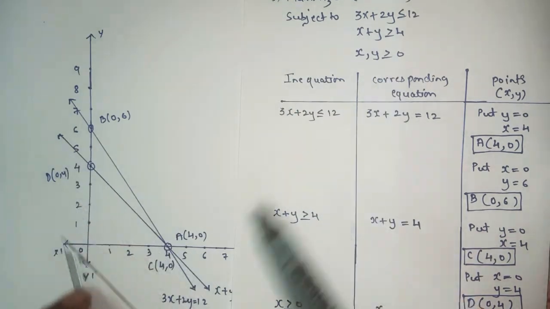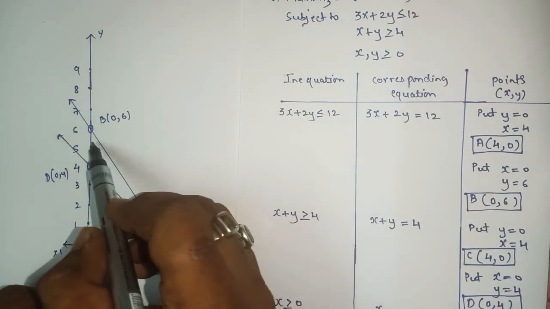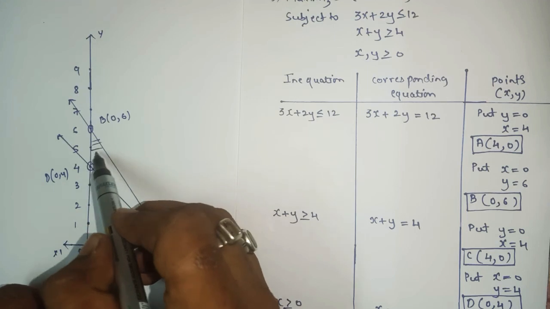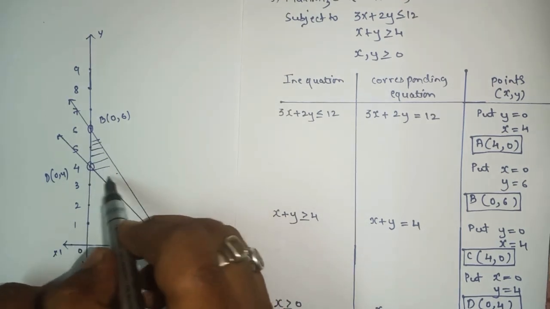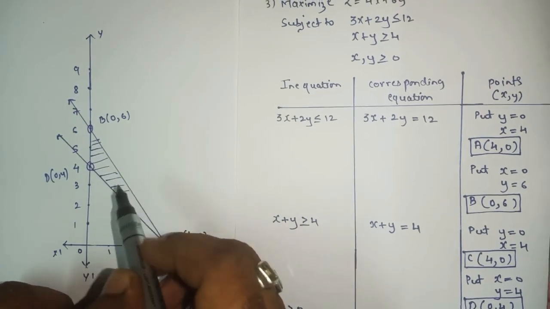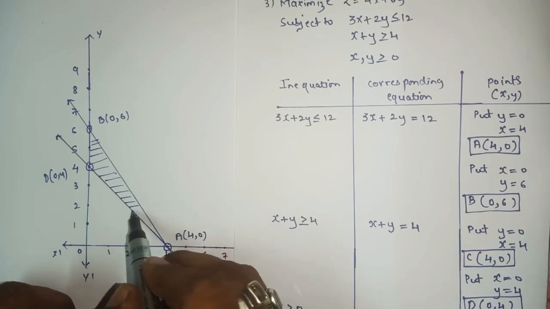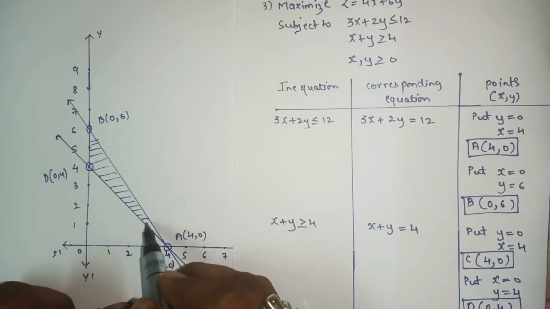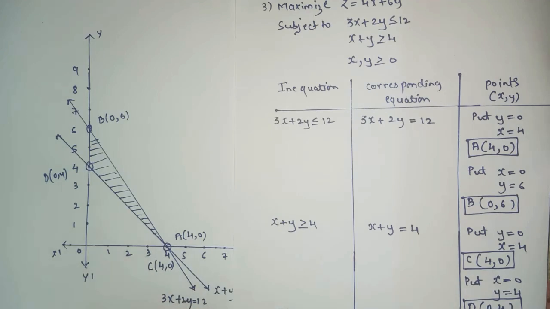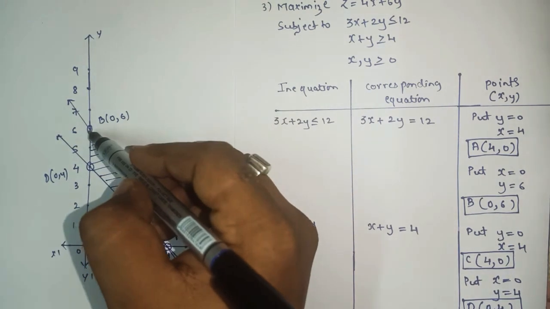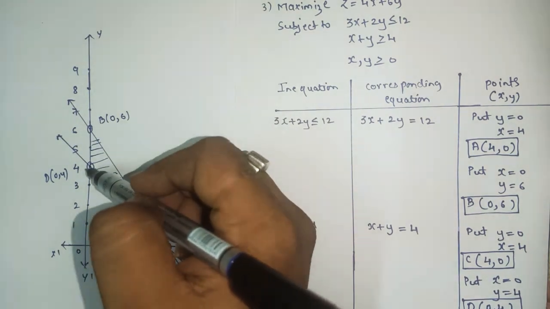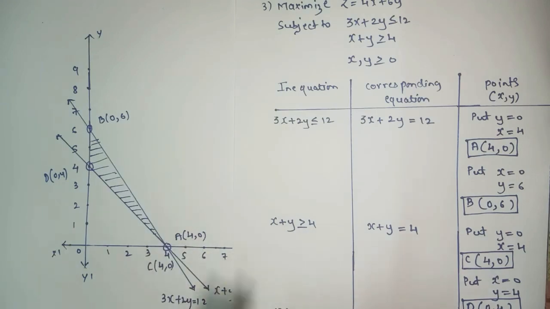So here we can clearly see that the common portion for these two linear inequations is what? This part. So here our feasible region lies for this sum. So here we got the three corner points. One is B, the second one is G, and the third one is A and C, as A and C are the same. Yes or no?